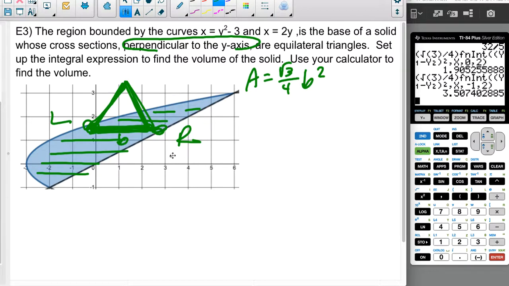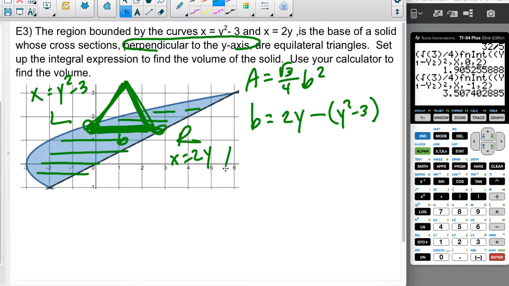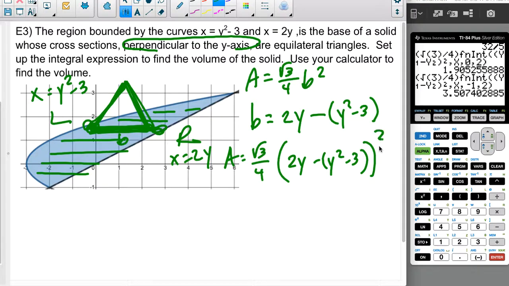So the right curve is going to be x equals 2y because that's definitely a line. And the left curve is going to be x equals y squared minus 3 because that's definitely the curvy one. So the base is going to be right, so 2y, minus left. Okay, that means that the area of this thing is root 3 over 4 base squared. So again, leave it this way, don't clean it up. What's the point? You only clean this up if you're doing it by hand.